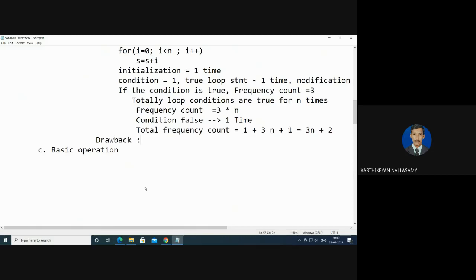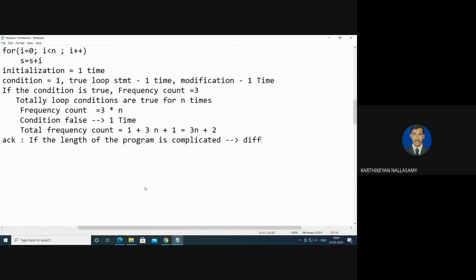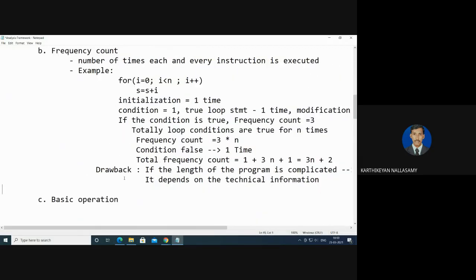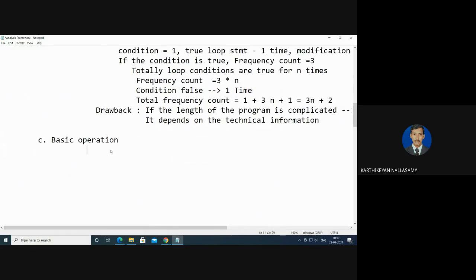In this method some drawback இருக்கு. என்ன அப்படின்னா, if the length of the program is complicated, I mean that the logic of the program is complicated, it is very difficult to calculate frequency count. And second one, it depends on technical logics, technical information. இது வந்து technical information தான் depend பண்ணி இருக்கும். So these are the two drawbacks. This frequency method is not efficient. So then we'll go to the third method, that's the efficient method, that is called basic operation.